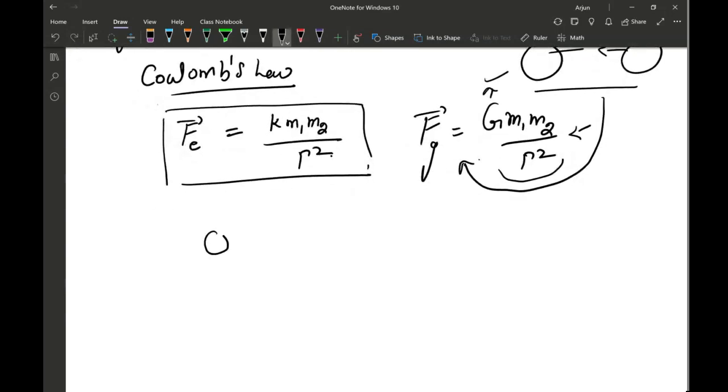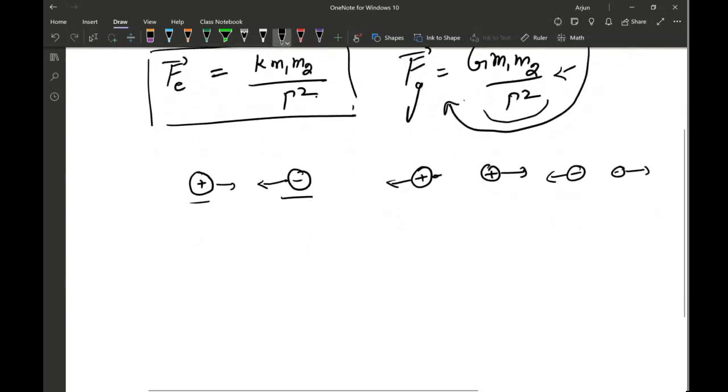So if there are two charges, a positive charge and a negative charge, or maybe a positive charge and the other one also positive, the force which will exist between these two will be the force of attraction for opposite charges. Negative and positive attract each other. Positive and positive repel away from each other. Same goes with the negative charges. So two negative charges will repel away from each other.